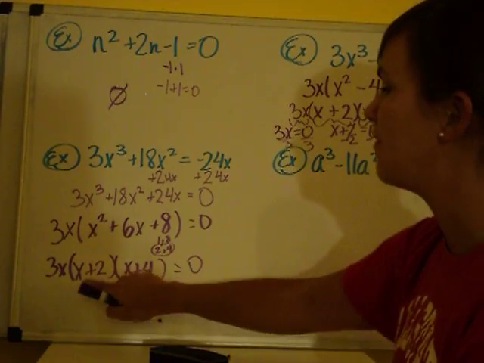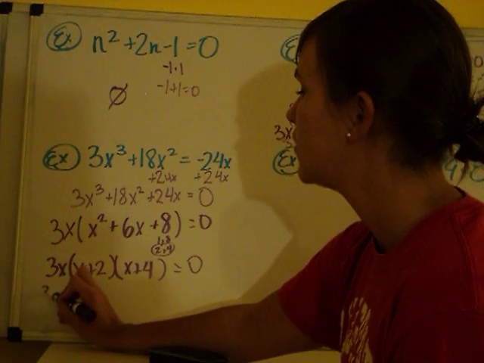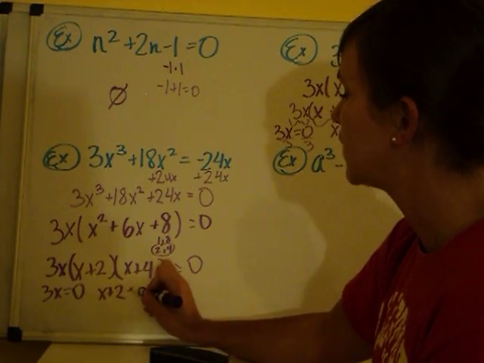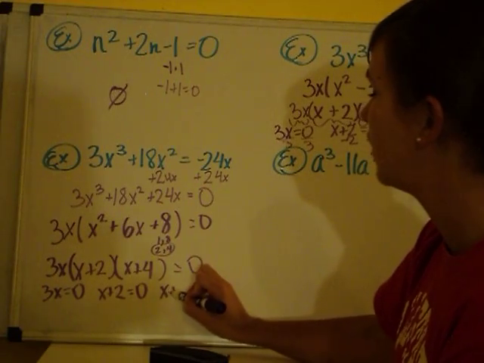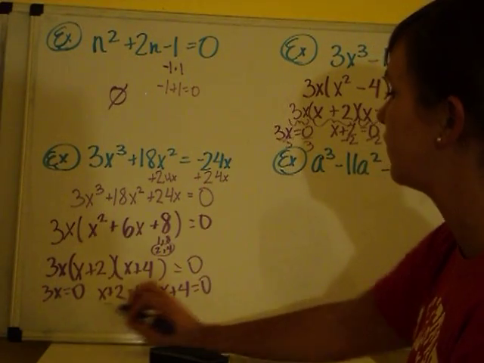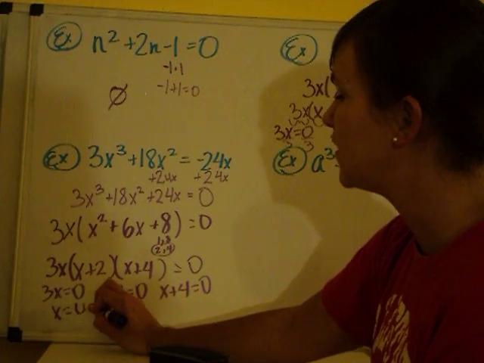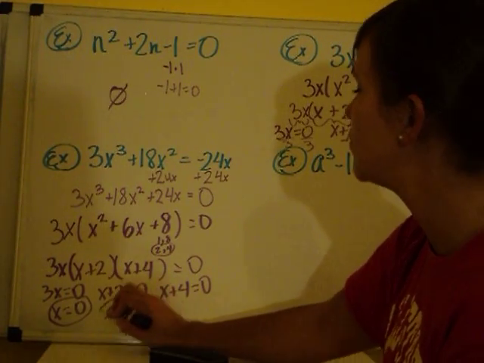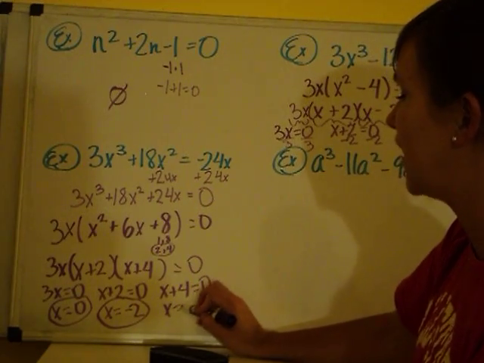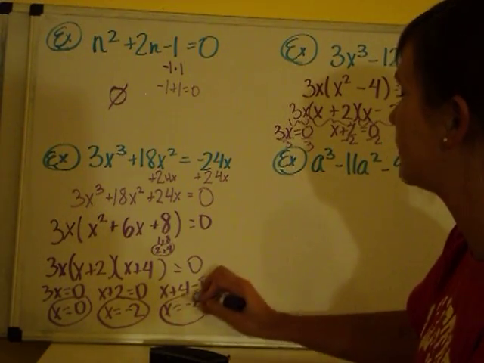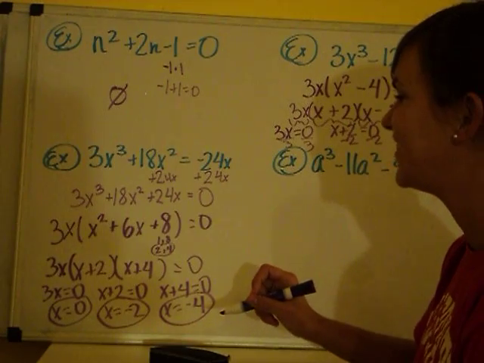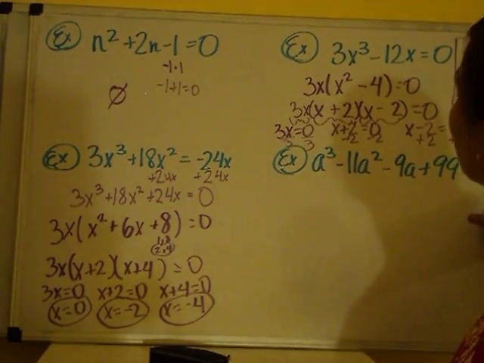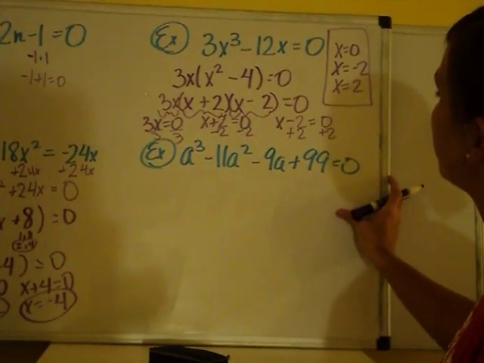Okay? Again, I have 3 things being multiplied together, so I'm going to set 3x equal to 0, x plus 2 equal to 0, and x plus 4 equals 0. So this is going to give me x equals 0, this is going to give me x equals negative 2, and this is going to give me x equals negative 4. 3 answers again. Are you having as much fun as I am? I hope so. Okay, last example.